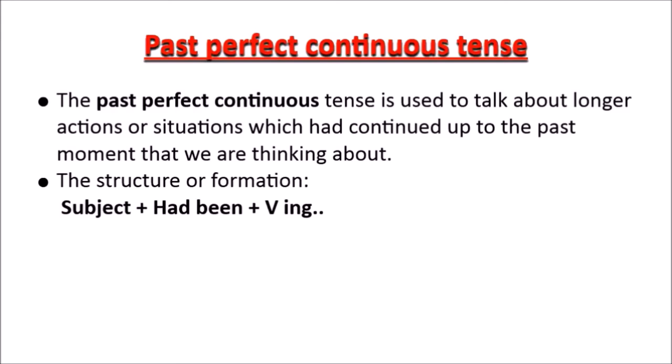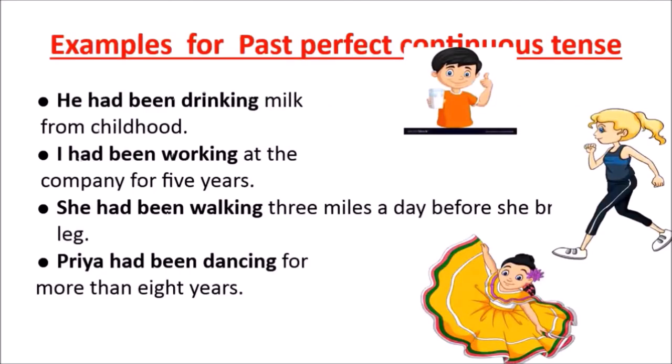Okay. So, look at the structure that is given there. What is the structure for past perfect continuous tense? Subject plus had been plus verb-ing. Understand? Okay class, now let's move on to the examples for past perfect continuous tense. I have given some list of examples. Let's learn them. Look at the first example.